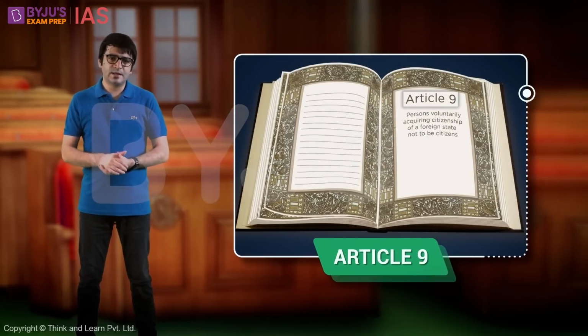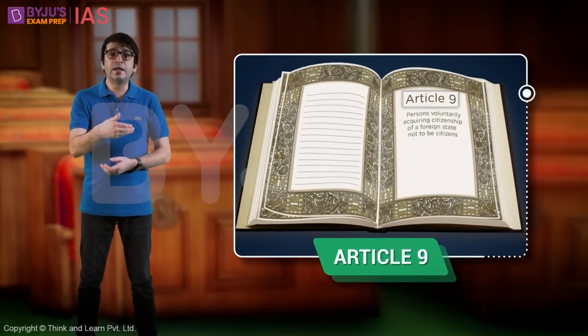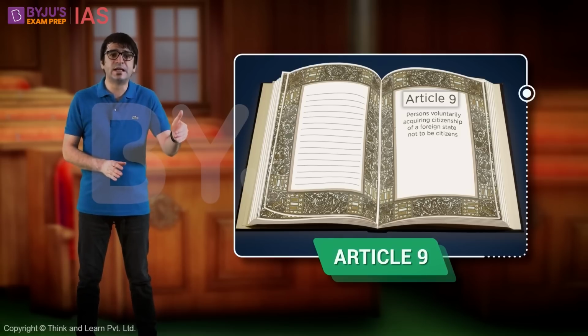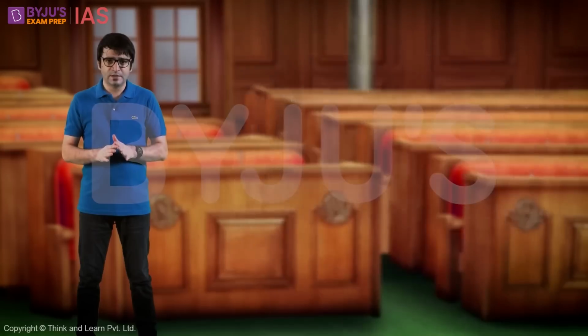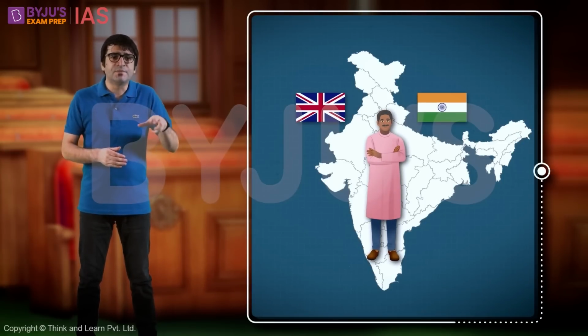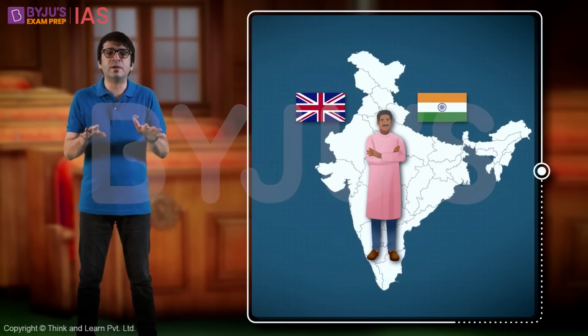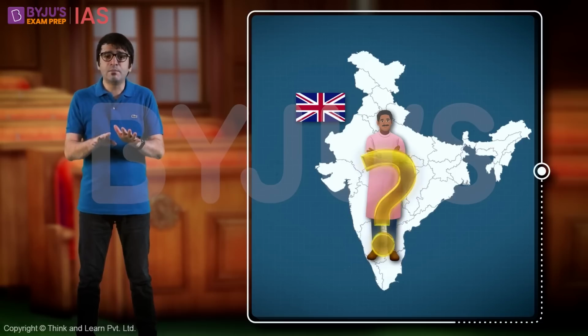Article 9 states that persons voluntarily acquiring citizenship of a foreign state are not to be citizens. For example, there is an Indian who has voluntarily acquired the citizenship of a foreign country. Now this individual will no longer be a citizen of India. Why? Because we do not value dual citizenship. That means you can be a citizen of India and India only. At the same time, you cannot be a citizen of the United States. At the same time, you cannot be a citizen of Germany.